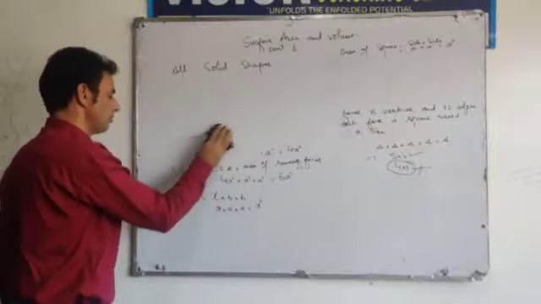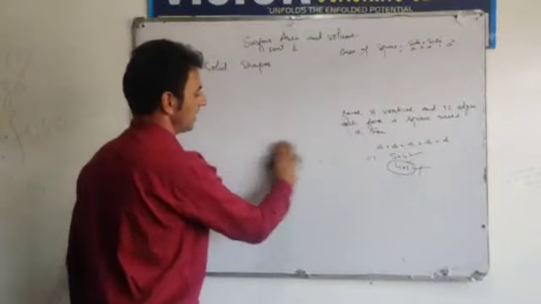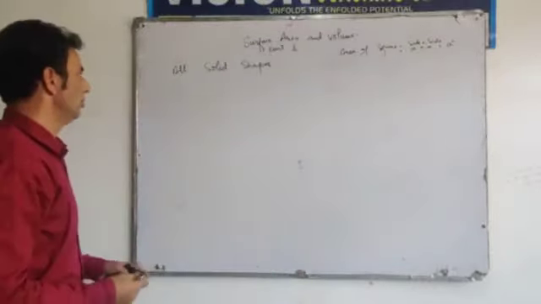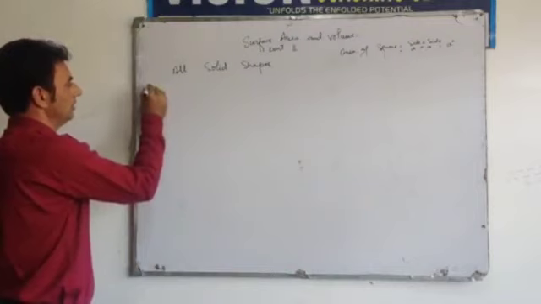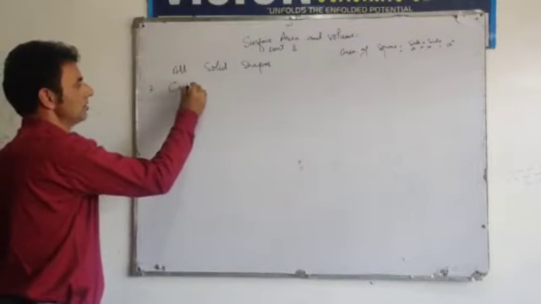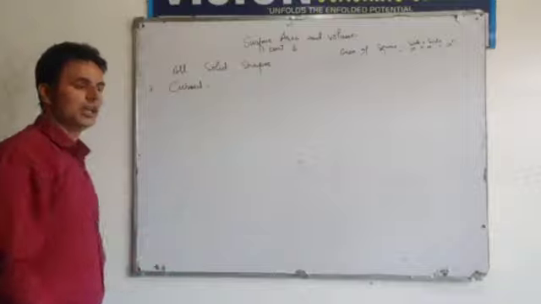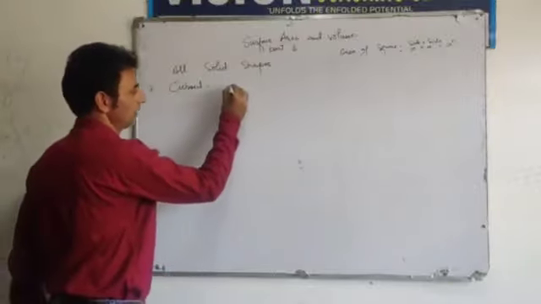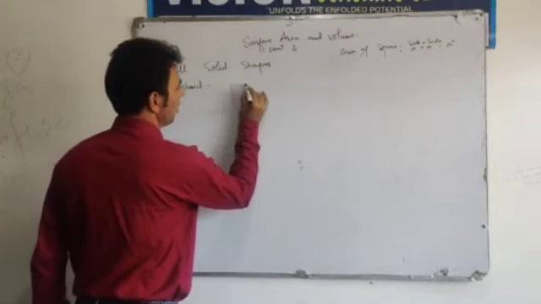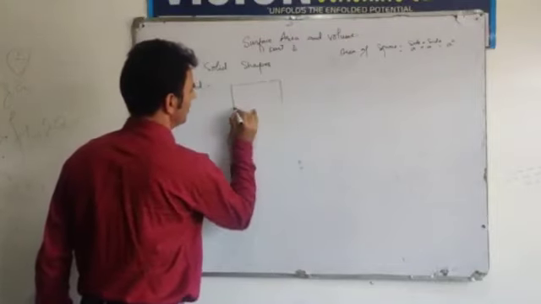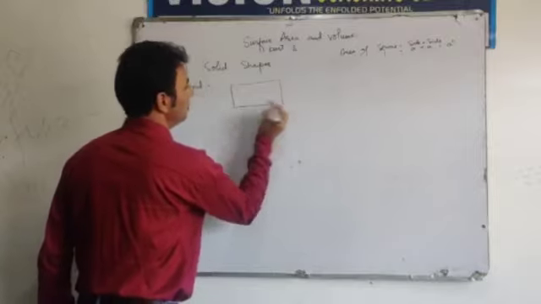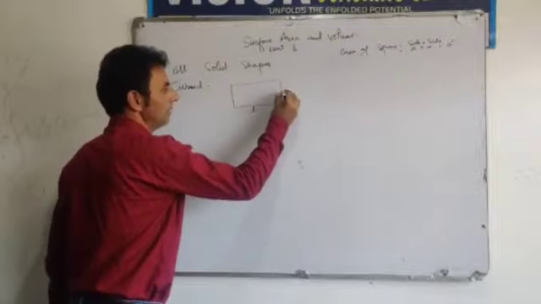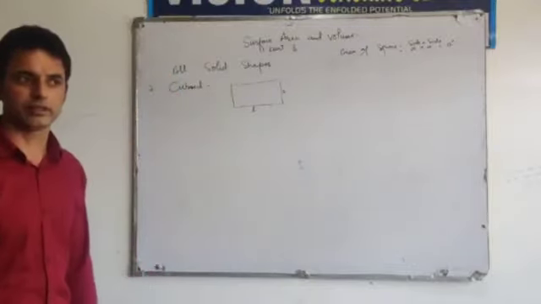After cube we have the second solid shape, that is called cuboid. So the second one is cuboid. Let me draw a cuboid first so that you will understand how to draw it. First you have to draw a rectangle. And you know the dimensions of a rectangle are length and breadth.